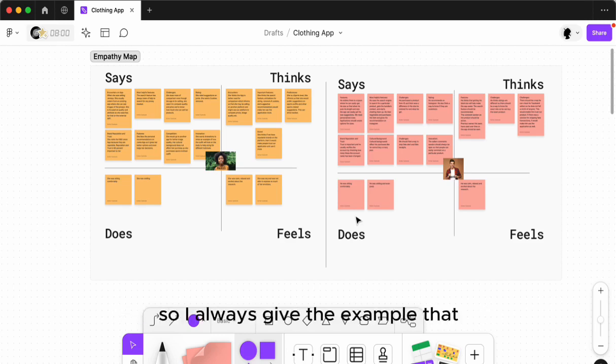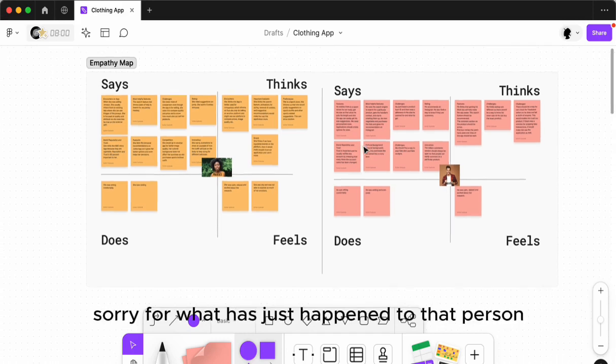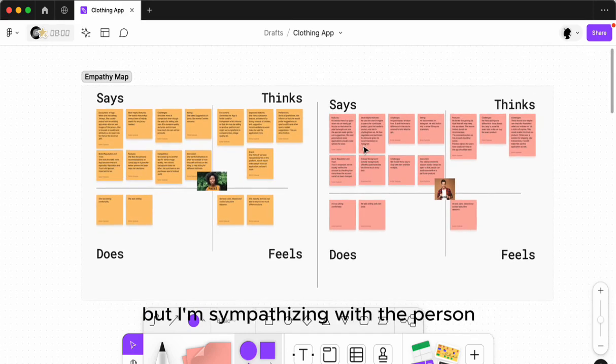So I always give the example that if somebody tells me that he had an accident, I can sympathize with the person. I can care for the person. I can show my concern for the person. I can be like, oh my God, wow, that happened. Oh, I'm so sorry. I'm really sorry. And then, I show my care. I show my concern. I am sincerely apologetic. I am sincerely sorry for what has just happened to that person. But I'm sympathizing with the person.